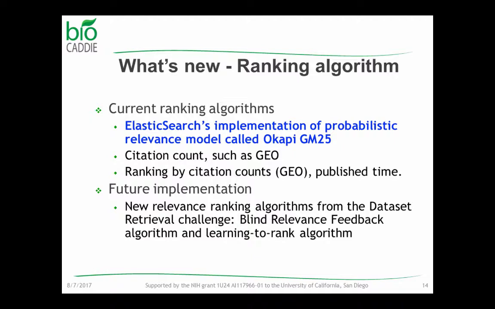And in terms of the ranking algorithm, recently we updated the default. We used to use the default Elasticsearch algorithm, but now we use the Elasticsearch implementation of a probabilistic model called BM25. A lot more work is being done on the ranking because we have two pilot projects from Emory and UIUC. We also have more algorithms developed through the data retrieval challenge, and we are going to implement those more advanced ranking algorithms into DataMed in the next couple of months.